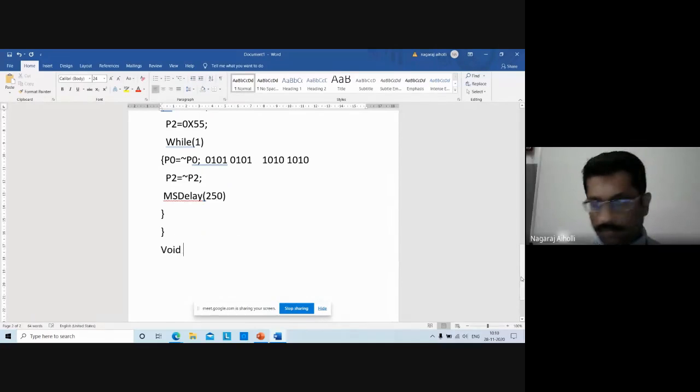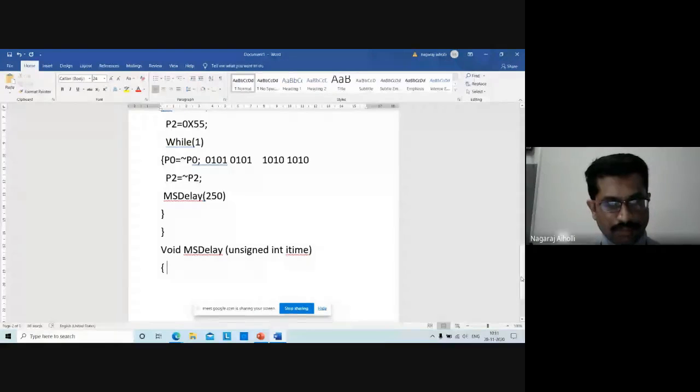Void ms delay of unsigned int i time. Then next define the loop indices, unsigned integer i, j. Then write the two for loops: for i is equal to 0, i less than i time, i plus plus.